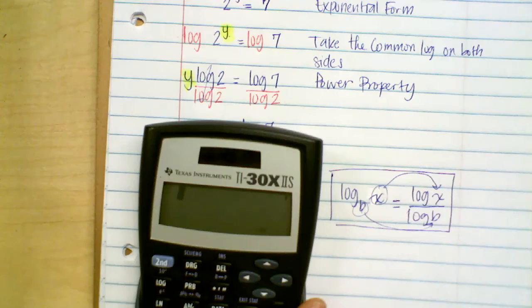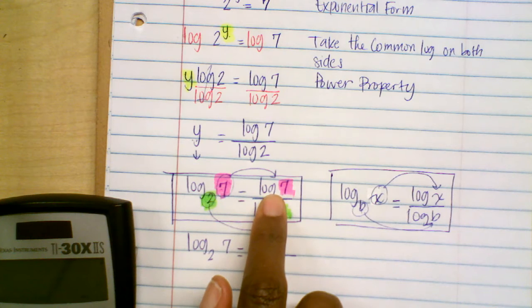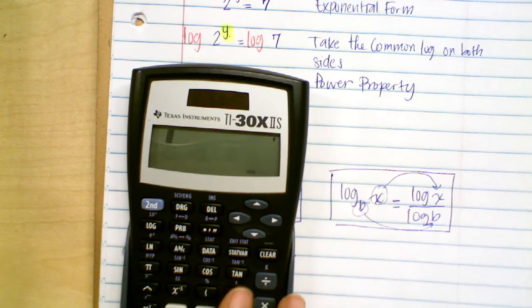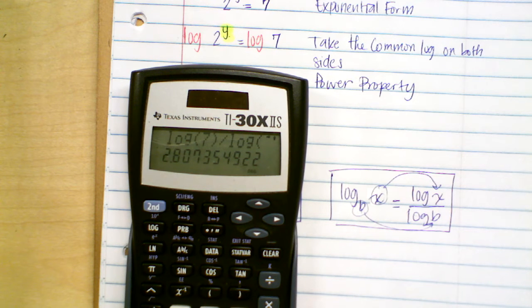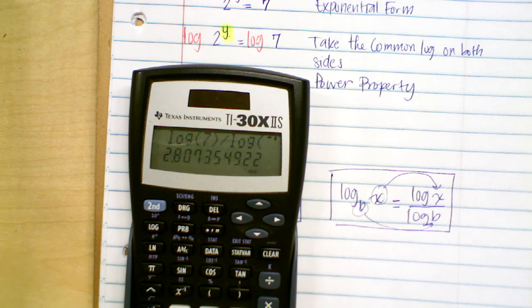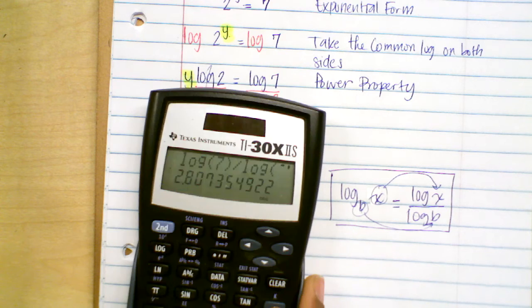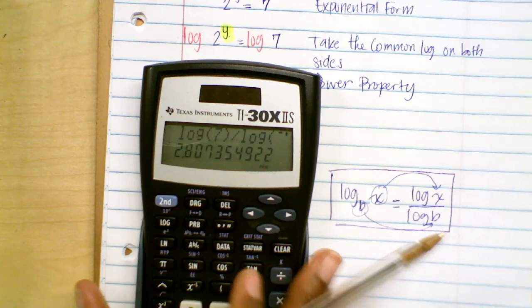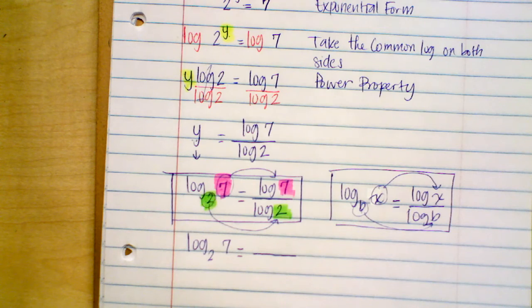Let's do it with the calculator. I have to enter the common log of 7 over the common log of 2. I press enter, and the answer is about 2.807. I'm going to round to 3 decimal places. The more decimals you use, the more accurate the number will be, so the exponent I'm going to use is 2.807.